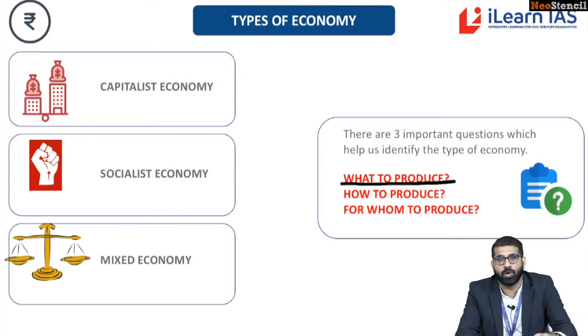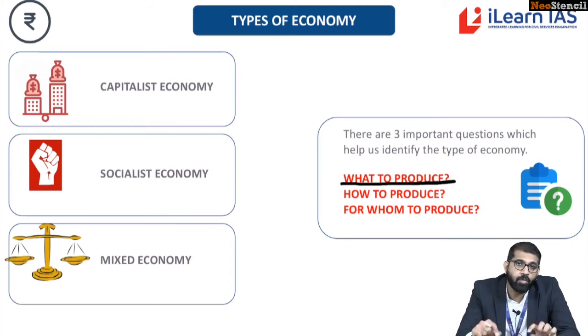Second is how to produce. Now how are you producing a particular product? Whether you are using technology so that you don't have to use labor, whether you are using labor intensive techniques so that you provide jobs to a large number of people, right? Or is there any balance, right? Like you are providing jobs to a large number of people, at the same time you are also using technology so that there can be cost effectiveness. So these are the different methods, right? So how to produce or how you are producing a product, that is also an important question.